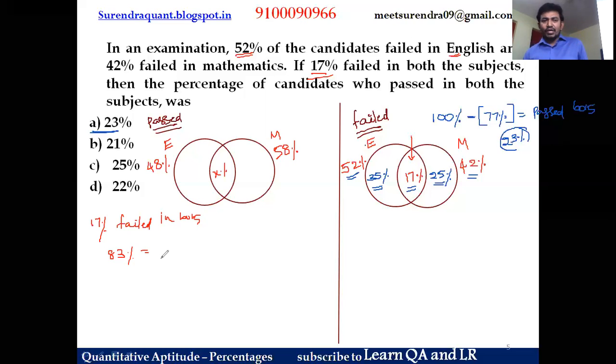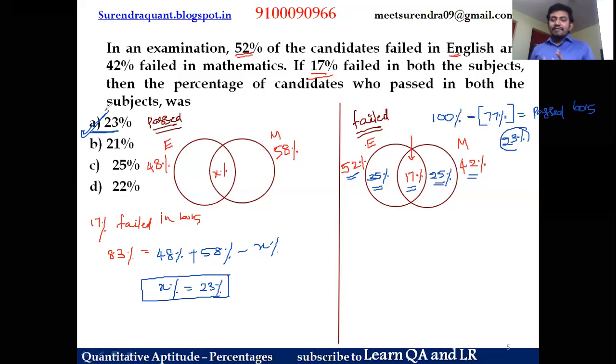N of A union B equals N of A plus N of B minus N of A intersection B. So even this method will give X as 23%, and X represents the number of students who pass in both subjects, which is 23% again. So it is all up to you whether to convert the data in terms of failed candidates or passed candidates. Hope it is clear. Let's go for the next question.